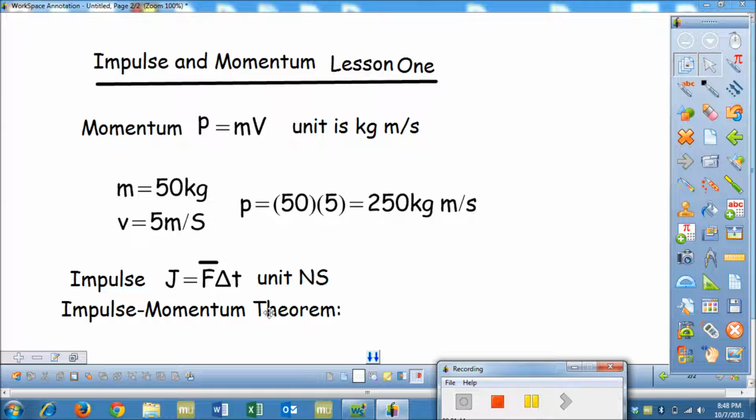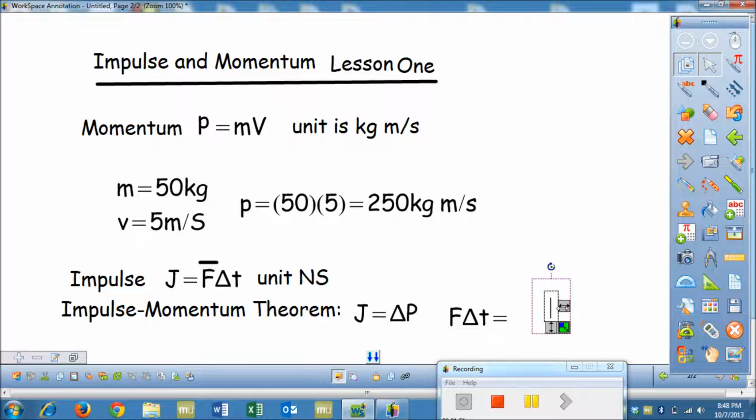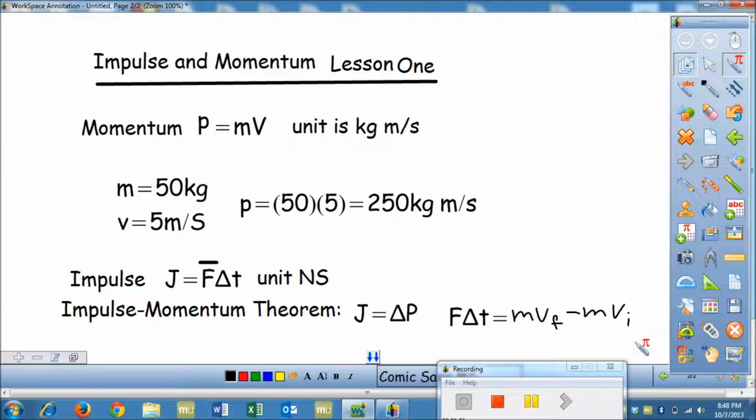So what this theorem basically says is that the impulse is equal to the change in momentum. So what we're saying is that J equals delta P. See how that comes out. So impulse is change in momentum. That's like saying that we've got J, which is F delta T, is equal to mass times velocity final minus mass times velocity initial. That's the change in momentum.